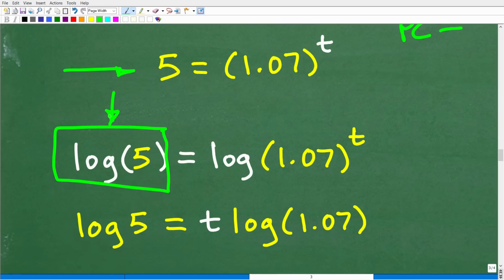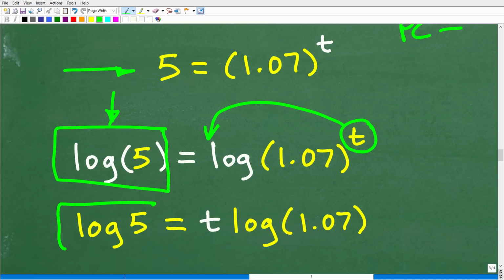But we need a real important property of logarithms to solve this problem, and that is the following. So here we have log of 1.07 to the t power. So this variable t is up in the exponent location, but we have a property that allows us to put it right in front of this log. So we're going to take this t and put it right in front of this log, and the reason we can do that is a property of logarithms.